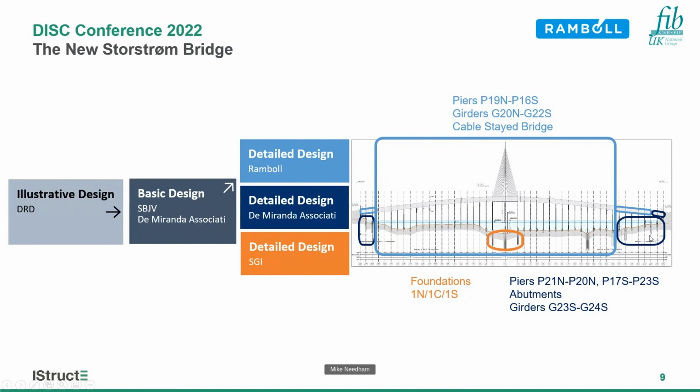So Di Miranda were retained to do the early piers that are at each end in the abutments, and also some early girders right at the end. SGI, who are already on board as detailed designer for the foundations, for the pylons and the adjacent piers that we call 1N, 1C, 1S. And all of the rest of the piers, the girders, the cable stayed bridge itself were taken by Ramboll at detailed design stage.